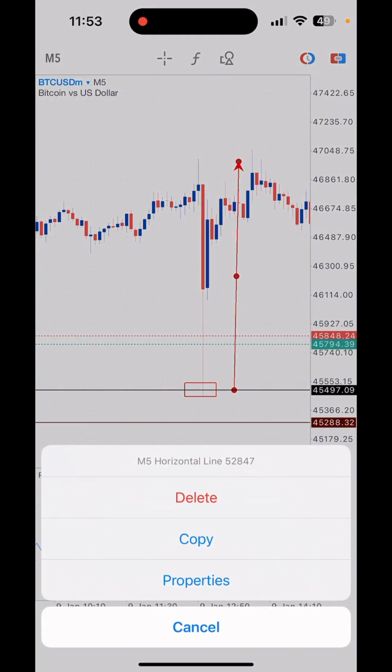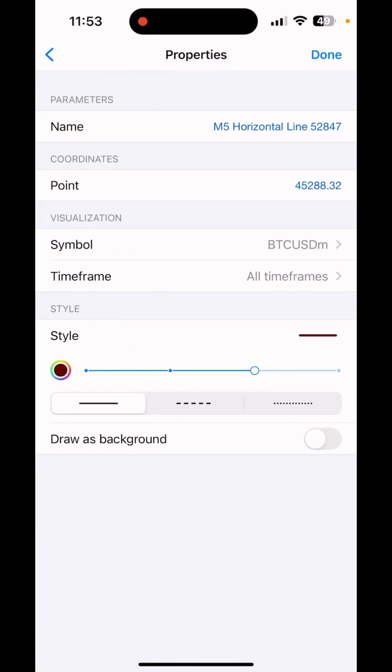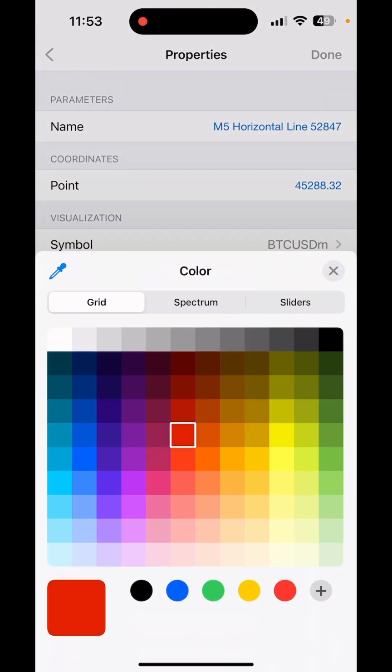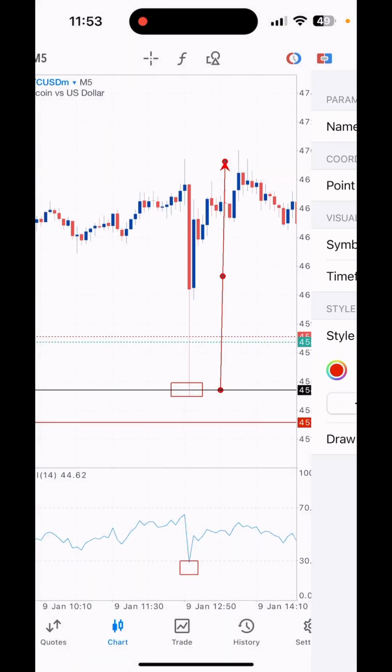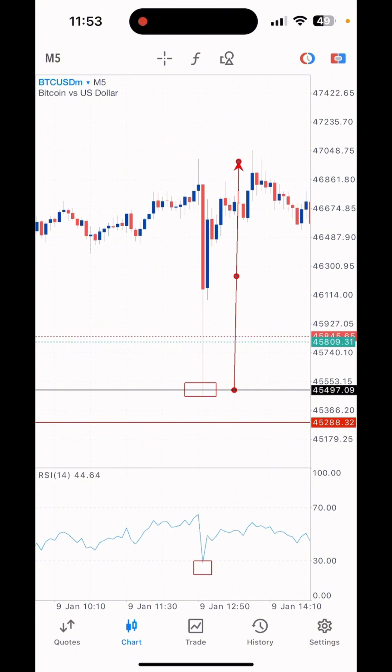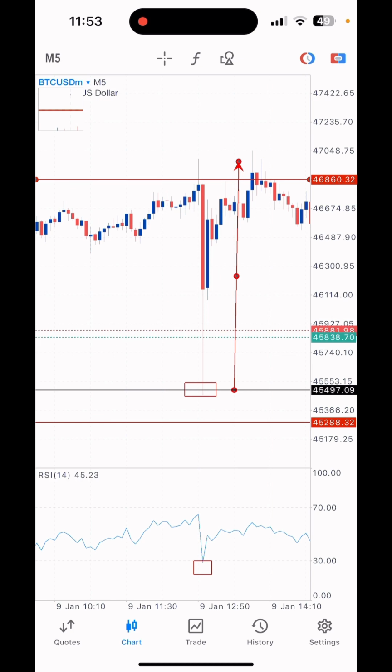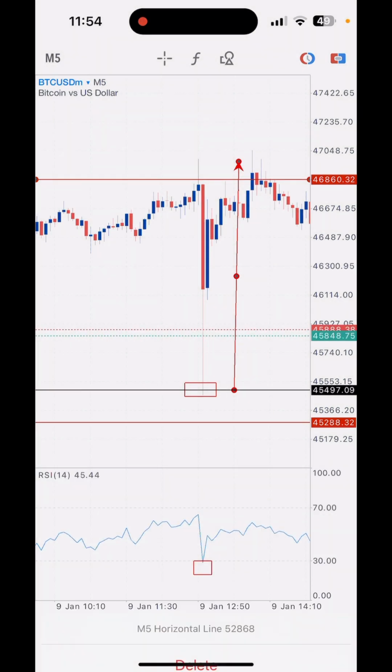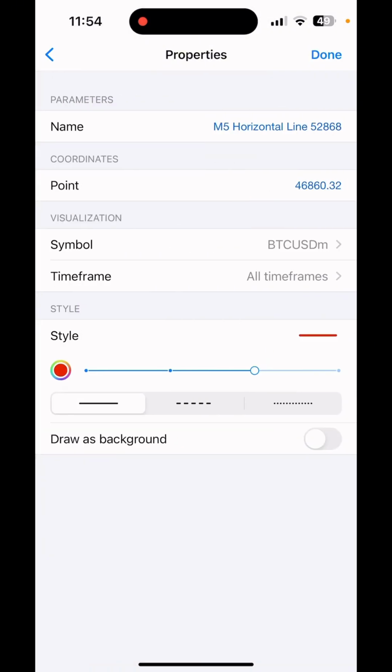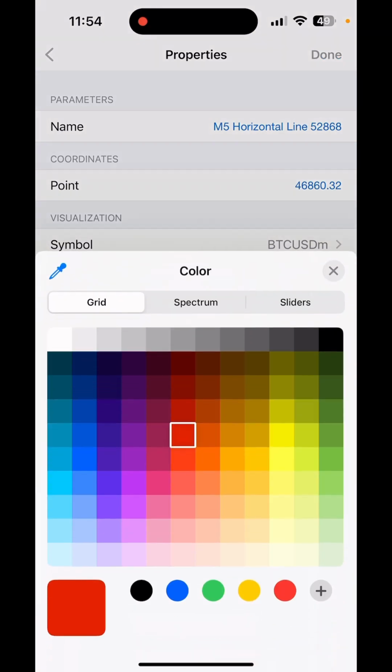I didn't use the right color. Let's make it red. So this is red. Okay, then we'll put our take profit here. Let me just make it green. Properties, color green.